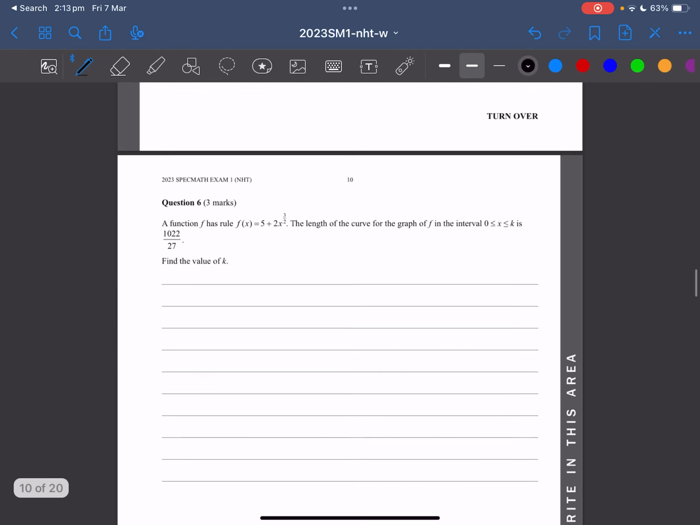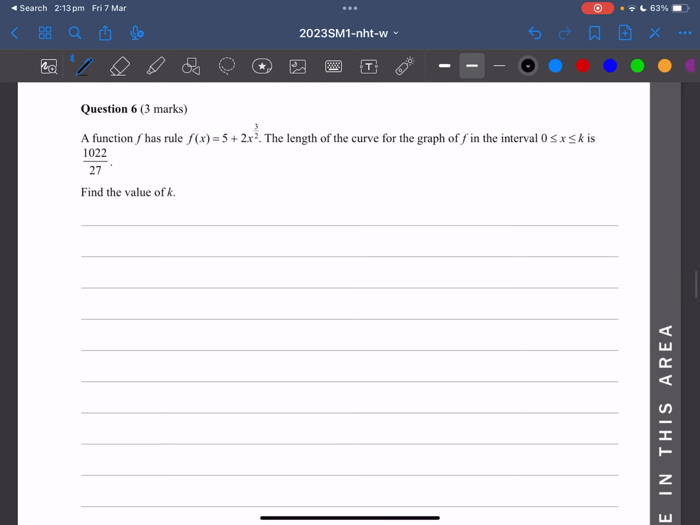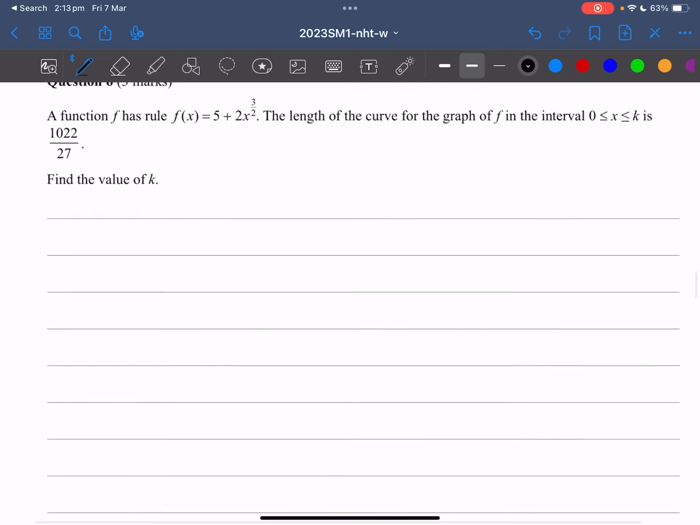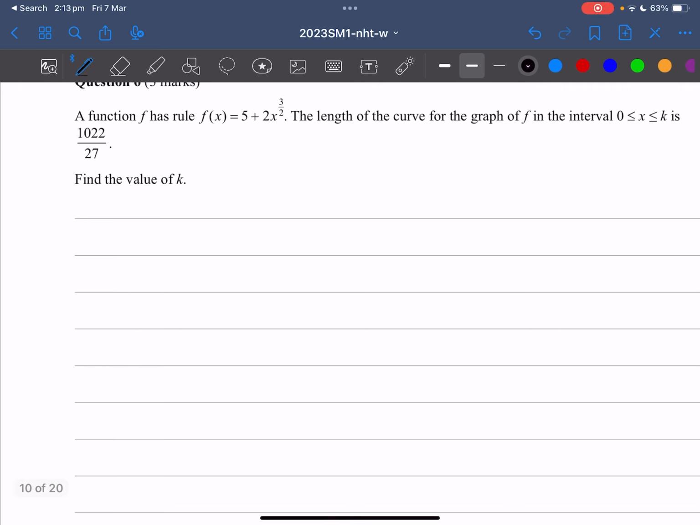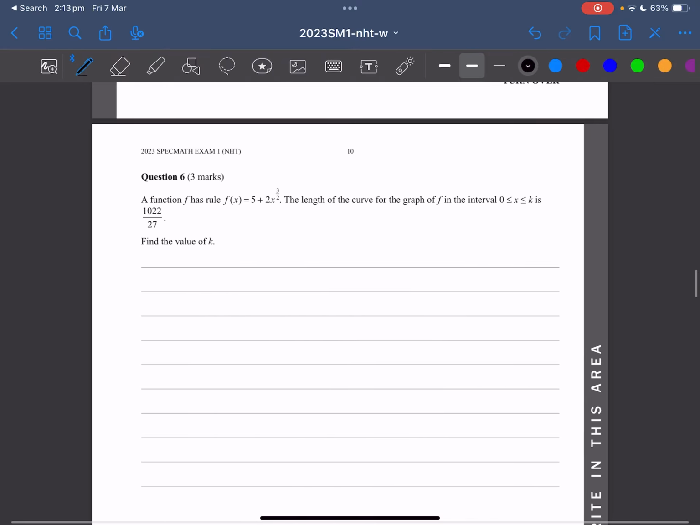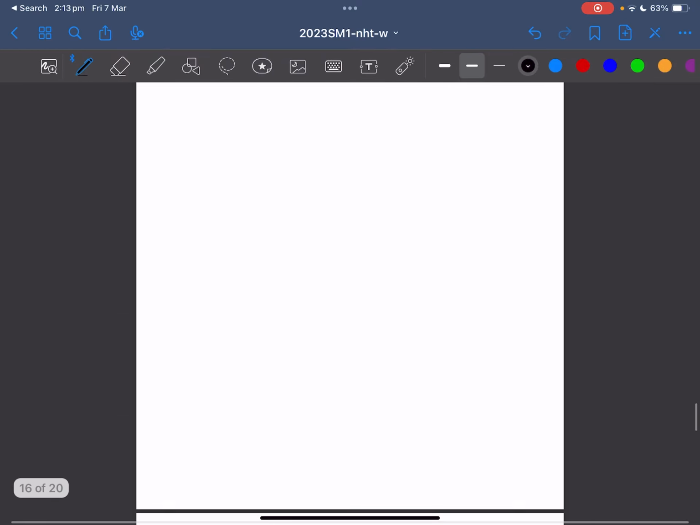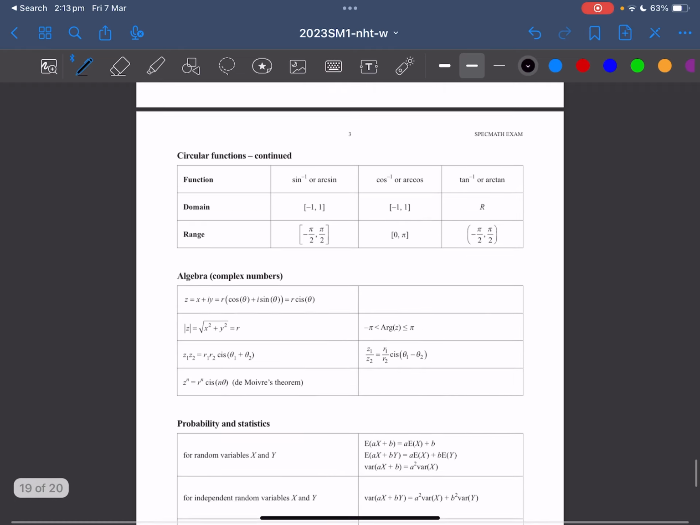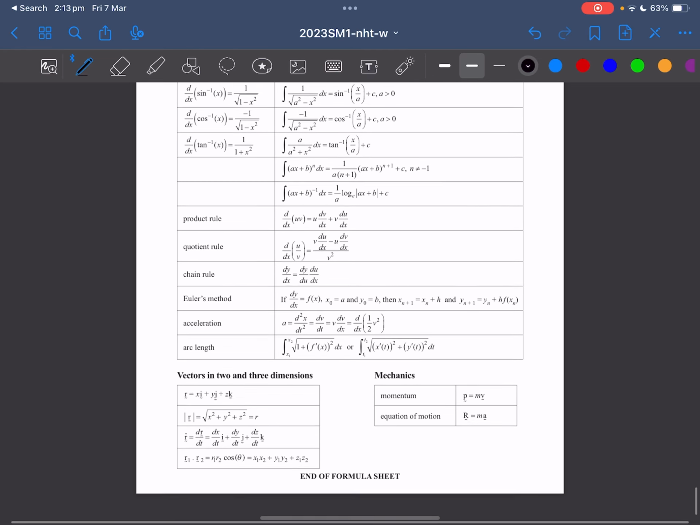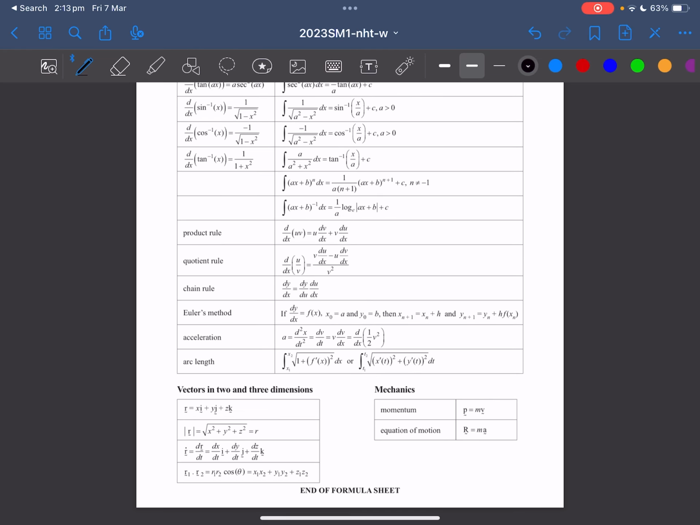All right, so a function has a rule f of x equals this. The length of the curve for the graph of f in the interval is this. Find the value of k. To calculate the length of the curve, we first have to find the derivative, because the formula of the arc length is just, I think, square root of 1 plus f dash of x whole squared.